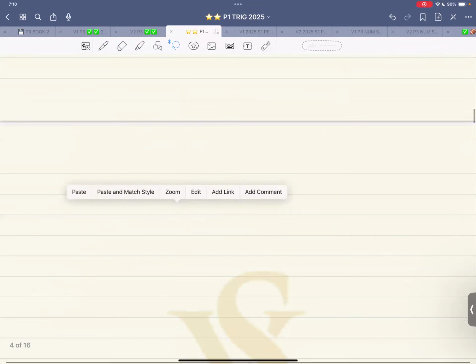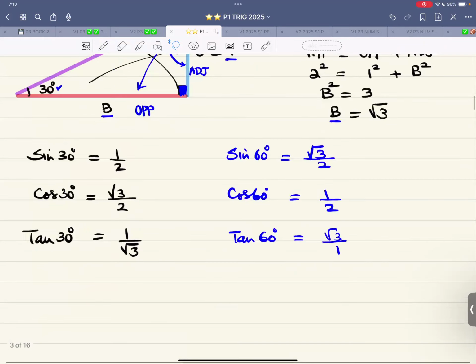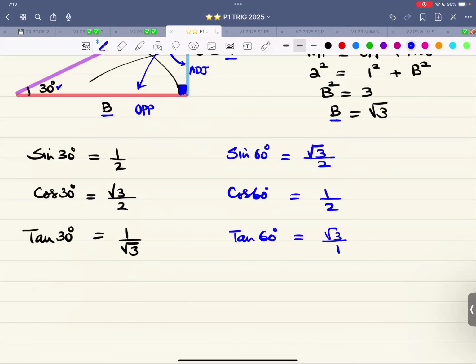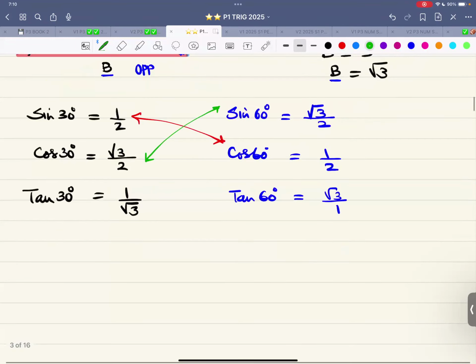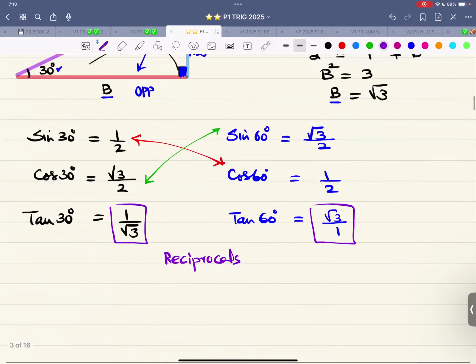And let me first focus on this particular diagram. Now, what do you observe? We observe the following. Sine of 30 and cos of 60 are the same. Cos of 30 and sine of 60 are the same. We observe that tangent of 30 and tangent of 60 are reciprocals of one another. Now keep this observation to yourself for right now.